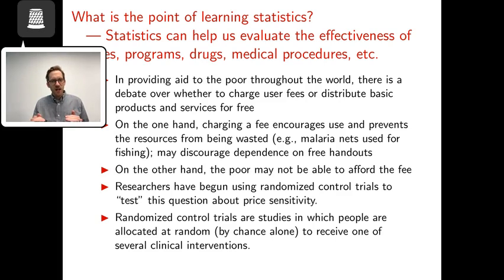On the other hand, the poor may not be able to afford the fee, however nominal it is, and so they won't be able to get the resource because they can't afford it. Researchers then have said, well, let's test it, right? Let's use randomized control trials where we randomly assign individuals to do one thing or the other and figure out what price sensitivities there are. Due to chance alone, we're going to randomly assign individuals to one of several clinical interventions.